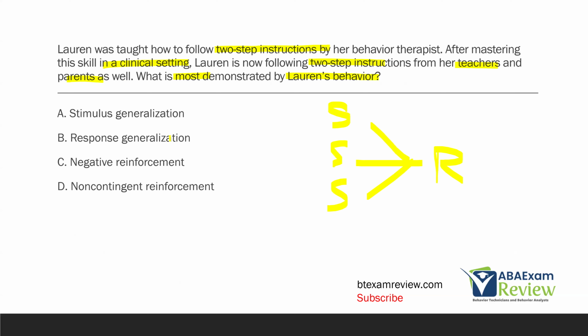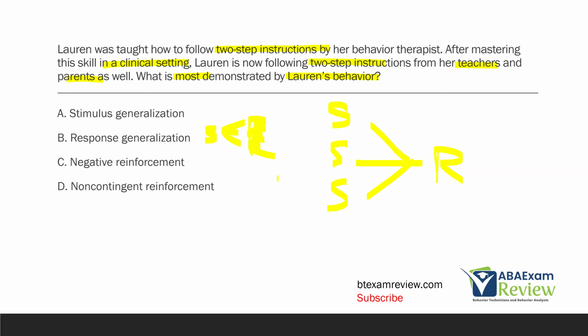A, stimulus generalization. Sure, stimulus generalization occurs when a response is evoked or takes place in the presence of multiple stimuli. Two-step instructions are being followed in the presence of a behavior therapist, in the presence of a teacher, and in the presence of the parents. So Lauren is demonstrating stimulus generalization. Response generalization is the opposite, right? We have a stimulus that is evoking different types of responses.